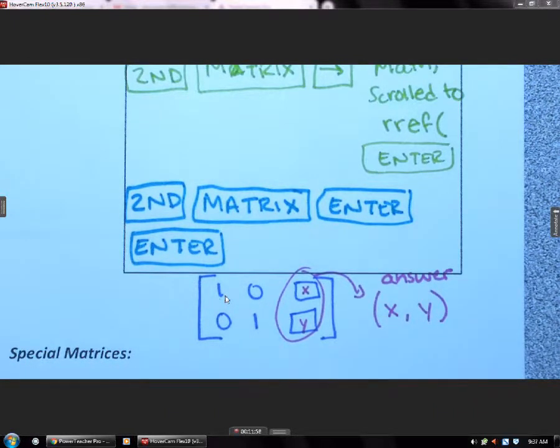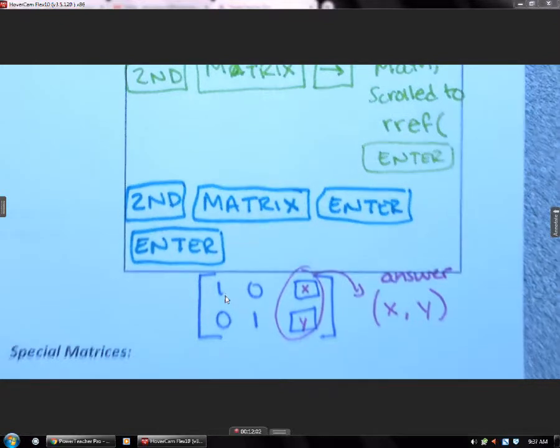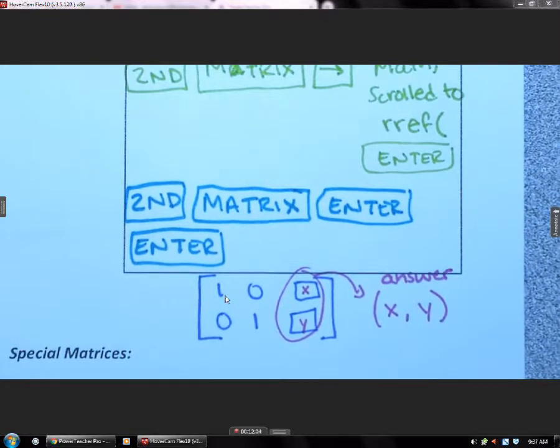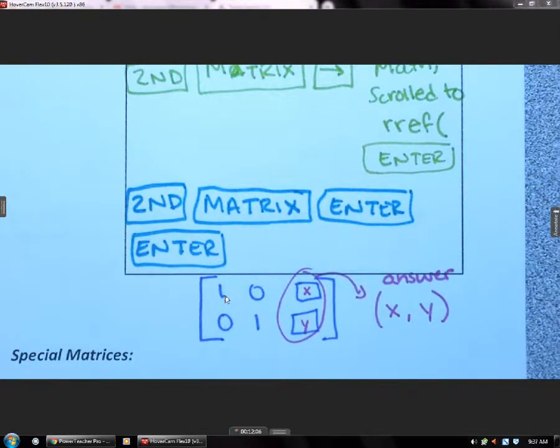Okay, on the test, I will not answer any questions about calculator steps. You need to have them written down. You need to know them. I'll show you. All right, so we're going to do this again.